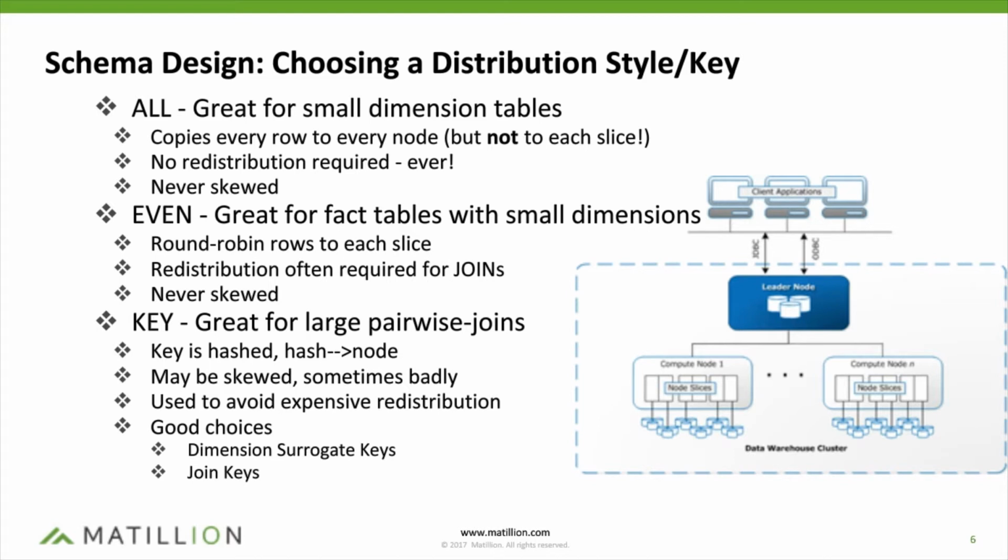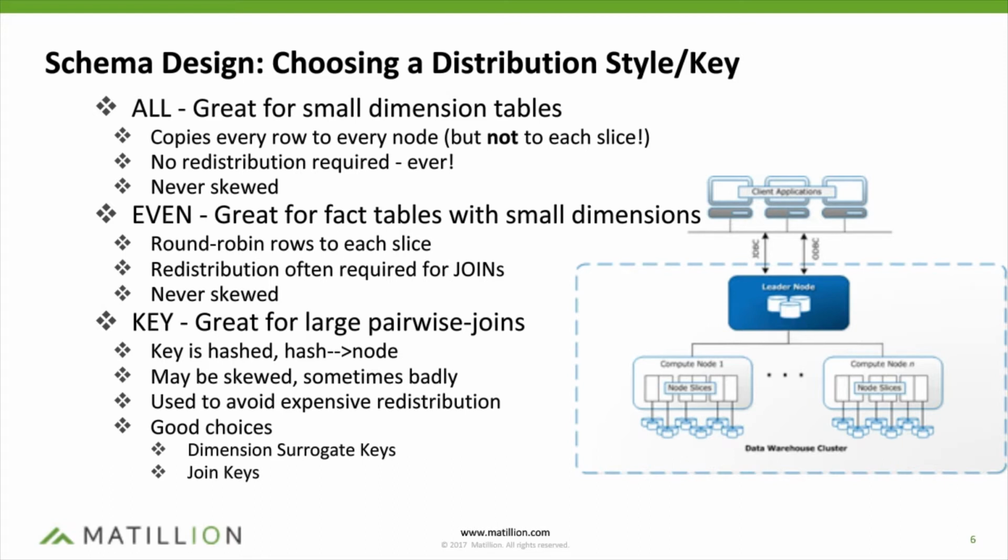So when I say the data gets distributed in these slices and in these nodes, what does that actually mean? Well, every time you create a table in Redshift, you give it a distribution style. And if you don't give it one, you get a default, and the default is even. But if you do choose one, you've got three options: all, even, or key.